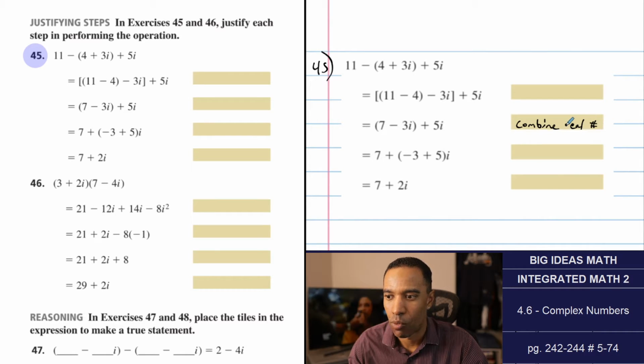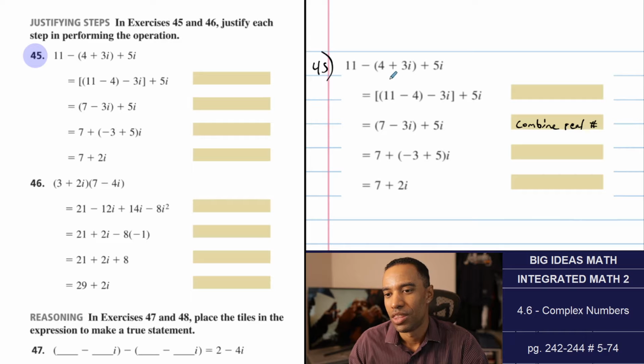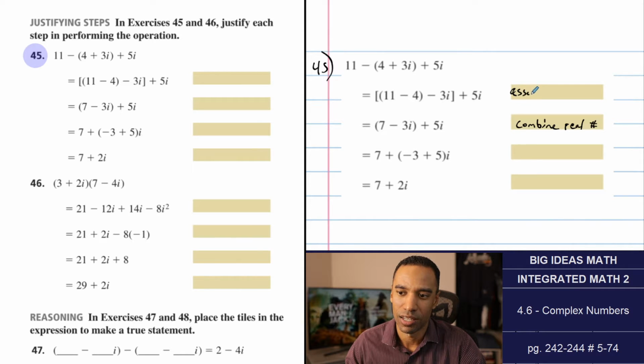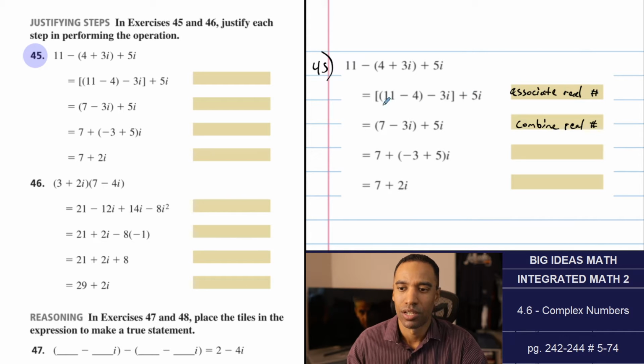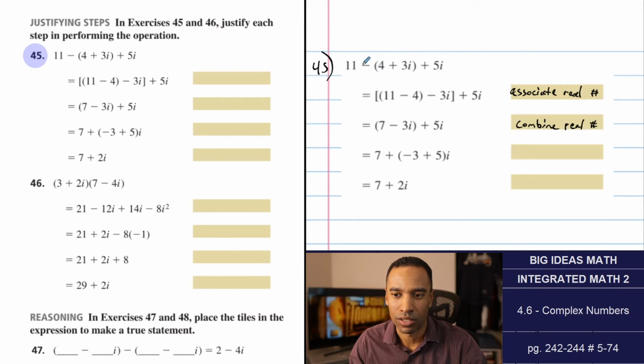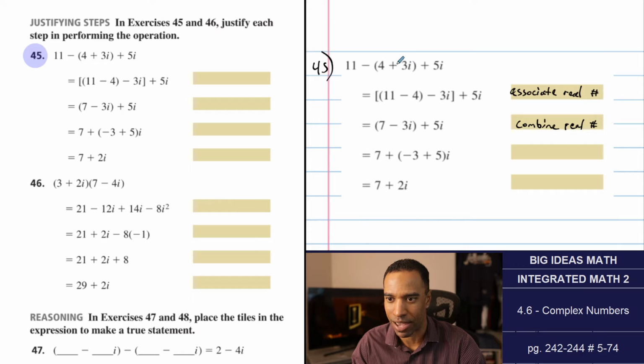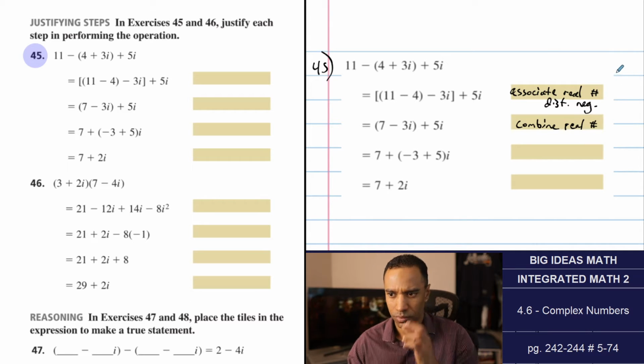Real numbers. Now, what I'm seeing here is they are interacting this real number with this complex number to begin with. So associate real numbers. By that, I mean I am letting the 11 and the negative 4 associate with each other so they can ultimately subtract. But we're only doing it with those two. We're not even interacting the 5i yet until we've distributed that negative. Distribute negative as well. Maybe that's more what they wanted to say with that.